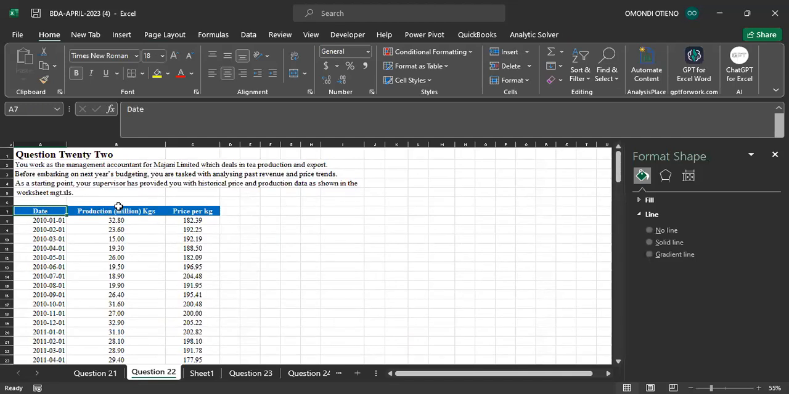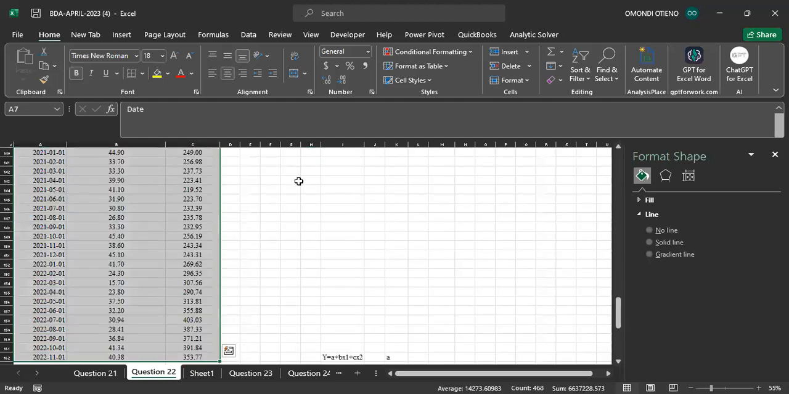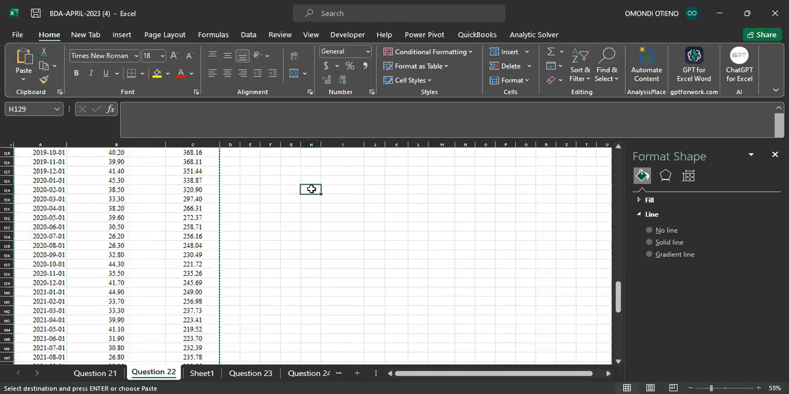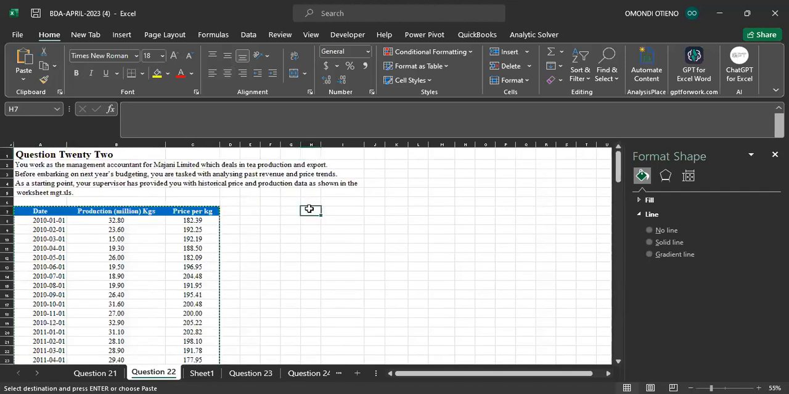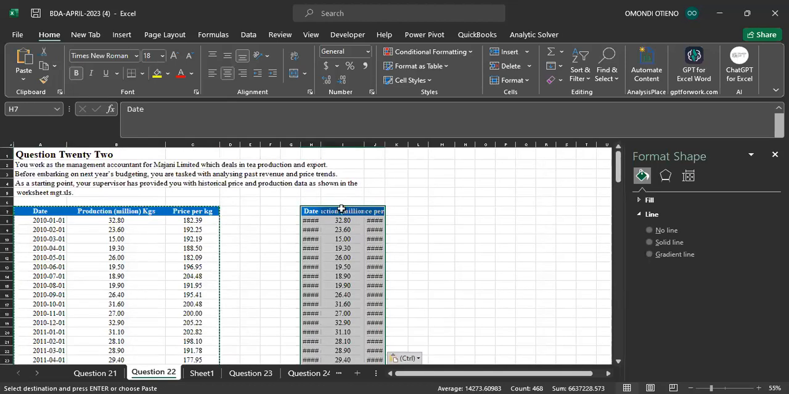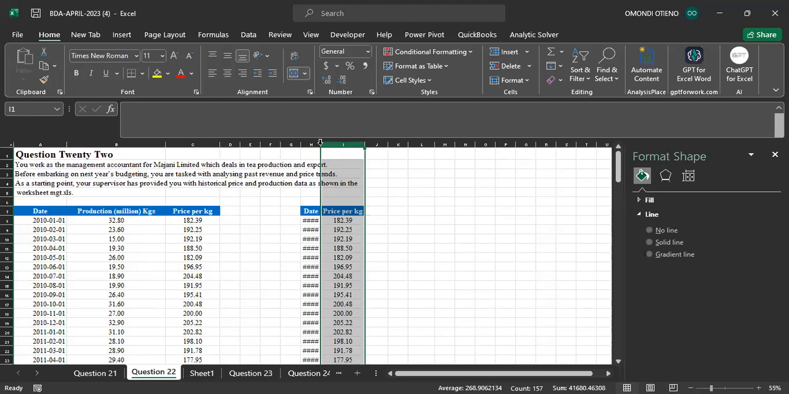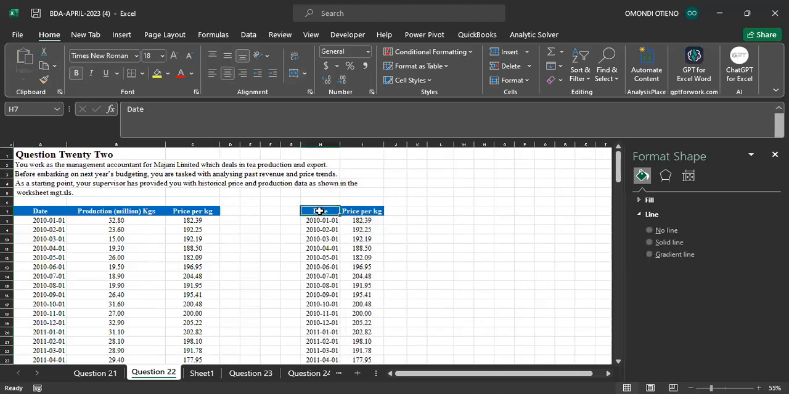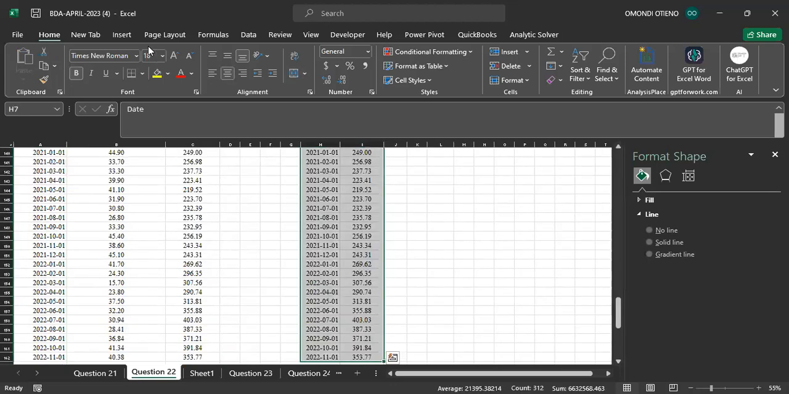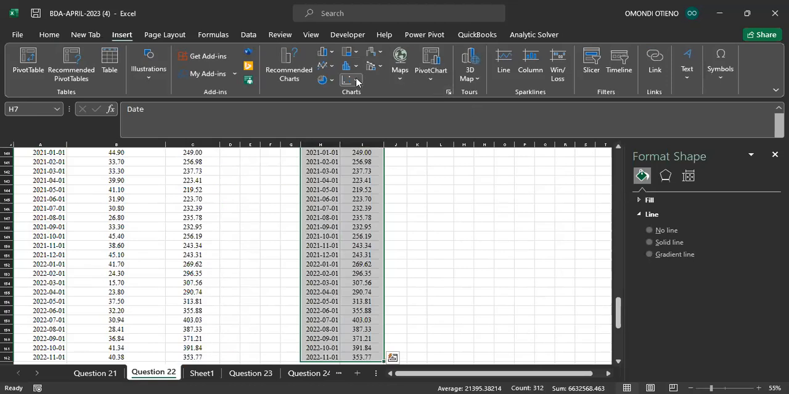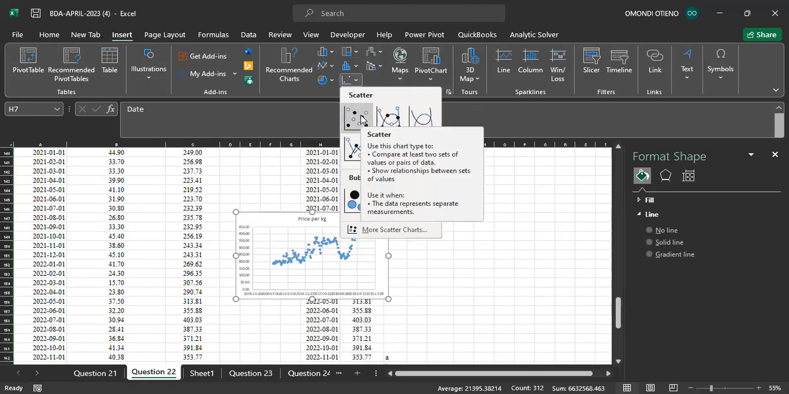So what you need to do is, why can't you extract this other part? Because you are answering number one, part A of the question. Have your date extracted to this part, and then you do away with the production. Once that is done, you are now remaining with the two, date and prices. Then come and draw. So insert, scattered, then you draw it in this manner.